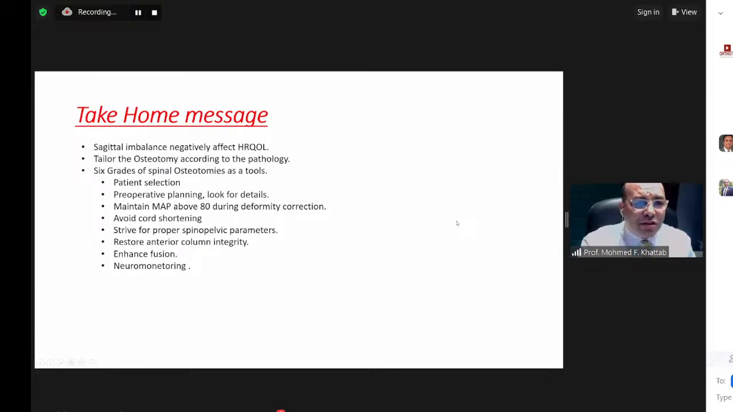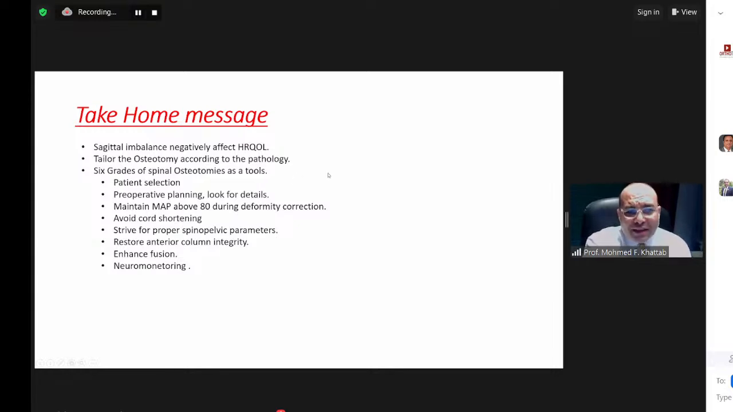So my take-home message: sagittal imbalance or coronal imbalance negatively affects the health-related quality of life. Tailor the osteotomy according to the pathology. We have 6 grades of spinal osteotomies. They are tools.